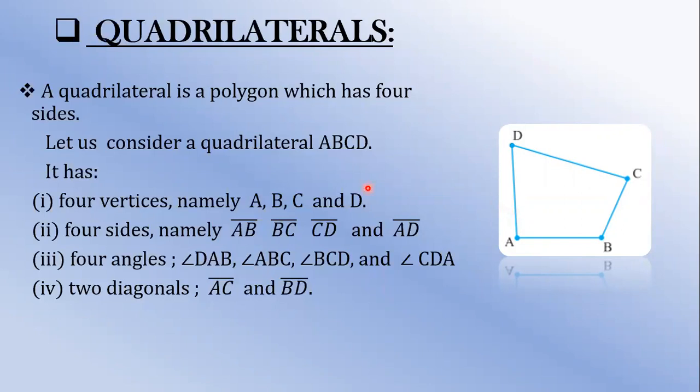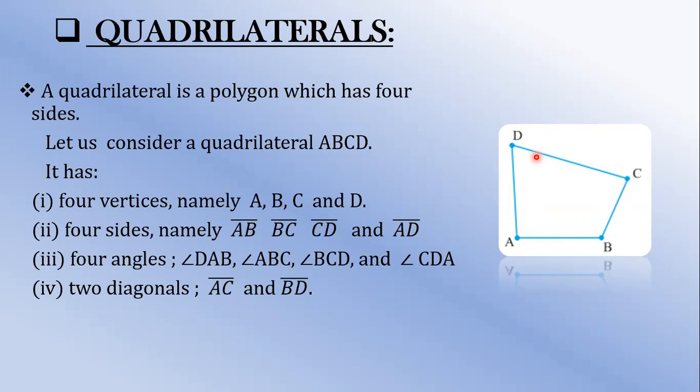Now it has 4 vertices. What do you mean by vertices? Vertices is the plural of vertex, and a vertex is the point that joins 2 sides. Here AD and AB are 2 adjacent sides. Both the sides AB and AD meet at the point A. So A is called the vertex. So a quadrilateral has 4 vertices. Which are the vertices here? A, B, C and D are the 4 vertices of this quadrilateral.